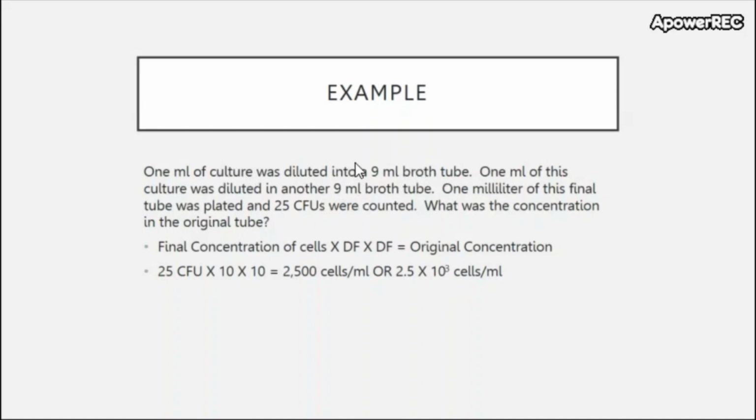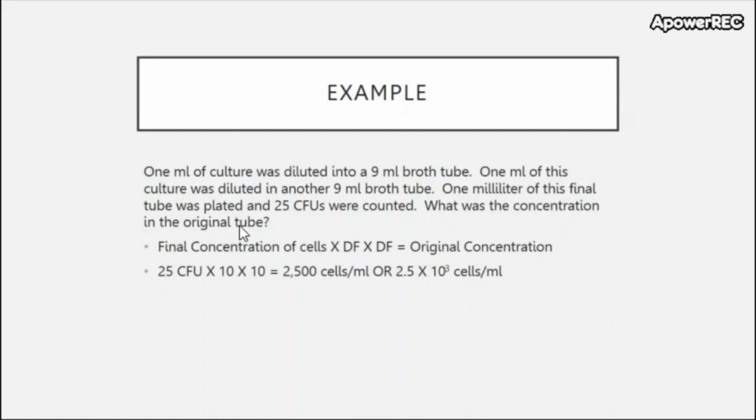And that's because there's 1 mil of your culture out of 10 mils total, and the reciprocal of that is 10. So then you take this tube and you take 1 milliliter and you put it into another 9 milliliter broth tube. So you've done another 1 in 10 dilution, or a dilution factor of 10. You plate 1 milliliter of this final tube and you grow it up and you count 25 colony forming units. So then the question is, what was the concentration in your original tube?